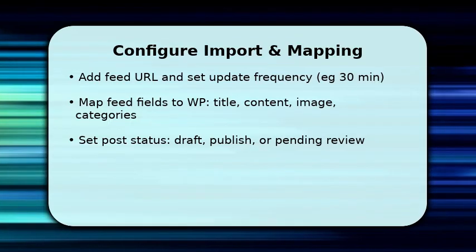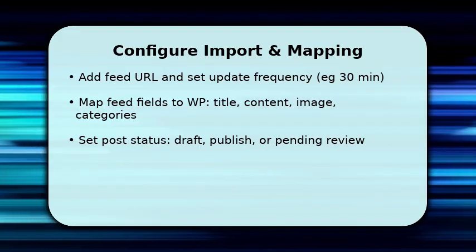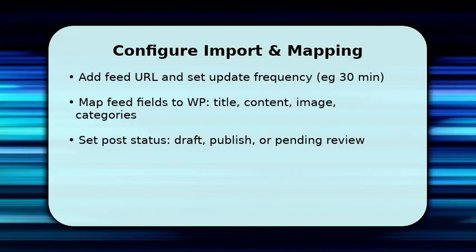Next, map feed fields to WordPress fields. Match title, body, featured image, and category so content displays correctly. Make sure to choose post status. Use draft or pending review if you need moderation. Also enable caching and duplicate checks in settings so your site stays fast and avoids reposts.